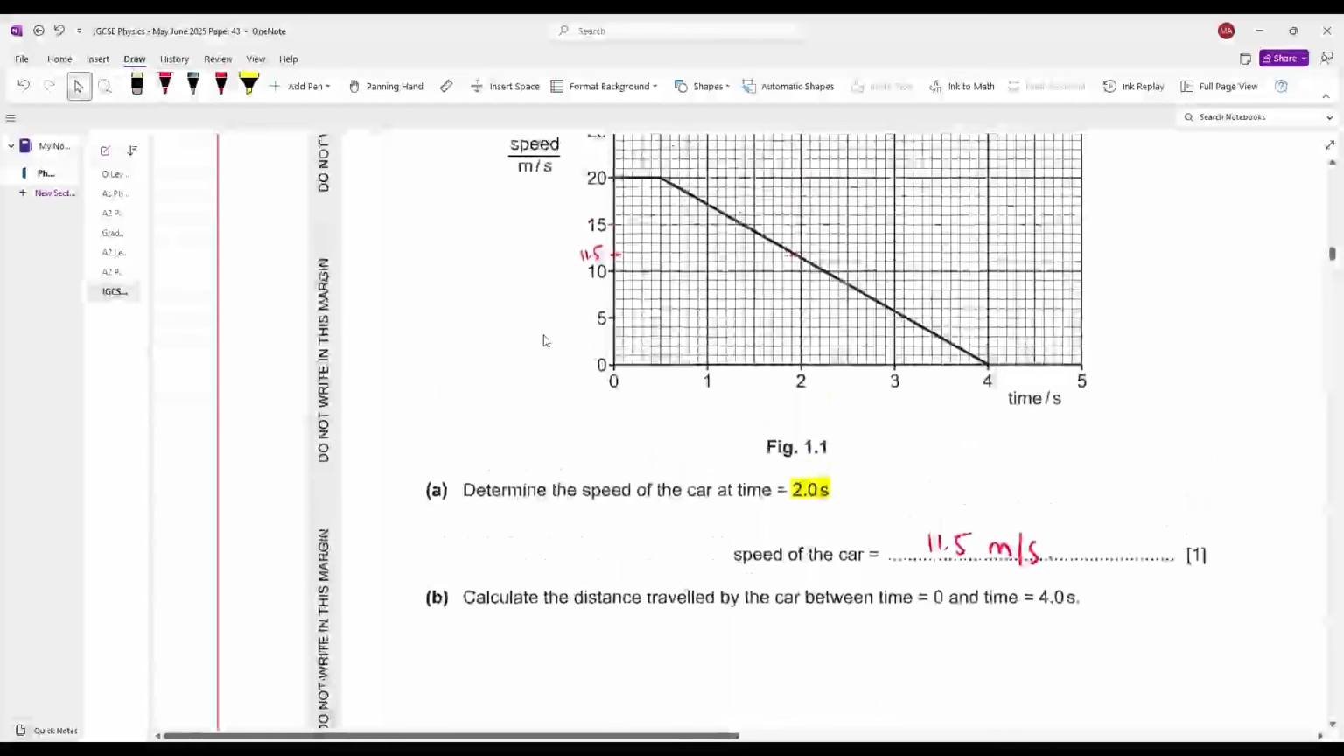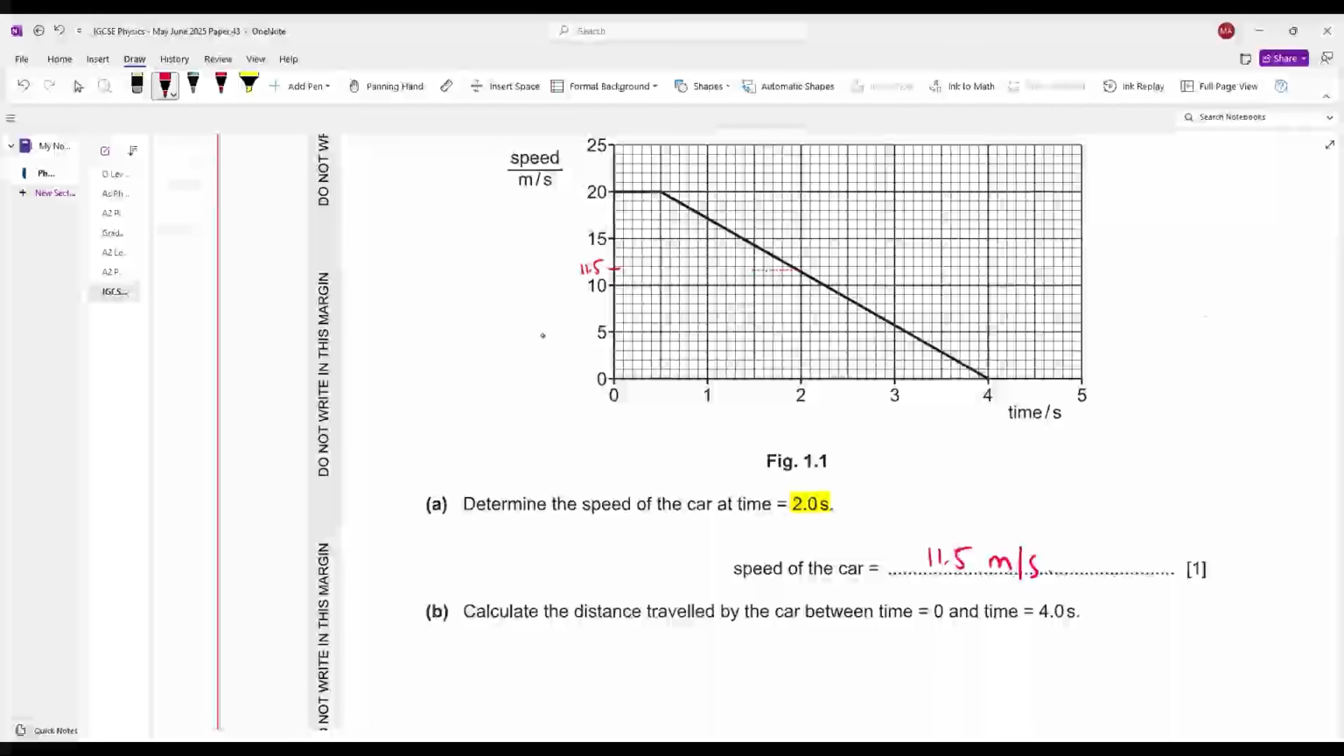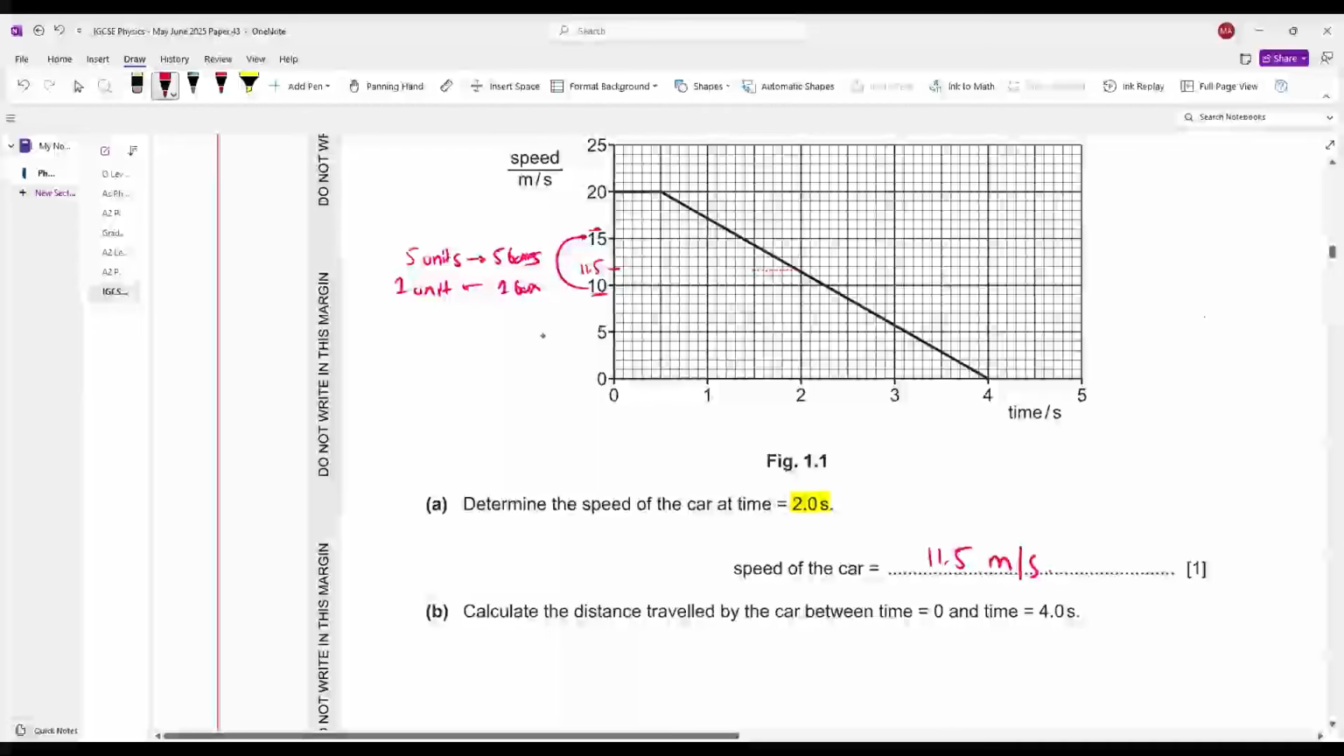Sir, how do you know this is 11.5? Can you realize we are going from a value of 10 to a value of 15? 5 units cover हो रहे हैं. We are covering 5 units and how many boxes? 5 boxes. One box will be equal to what? 1 unit. Perfect. बीच में क्या आ जाएगा 11.5.